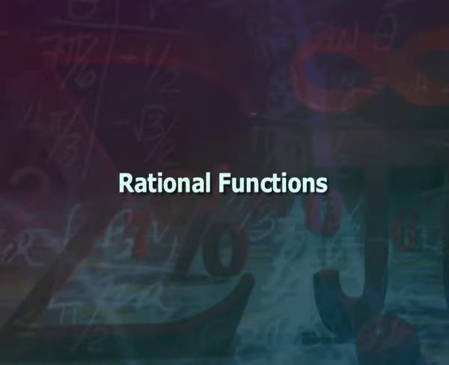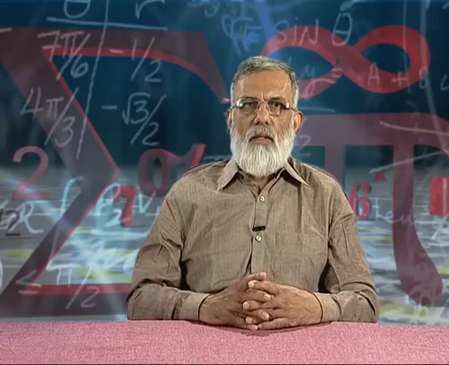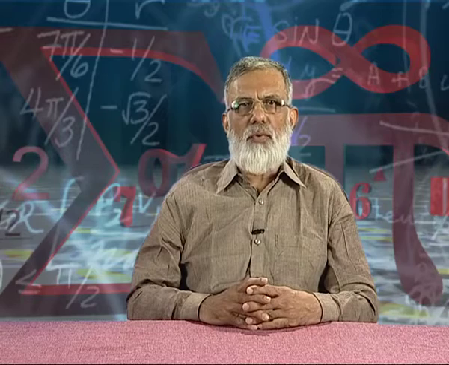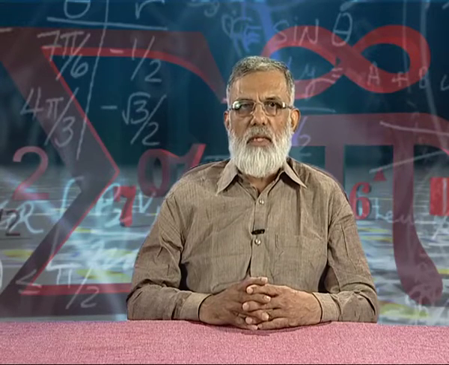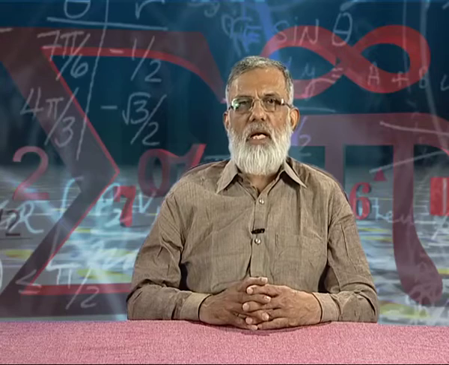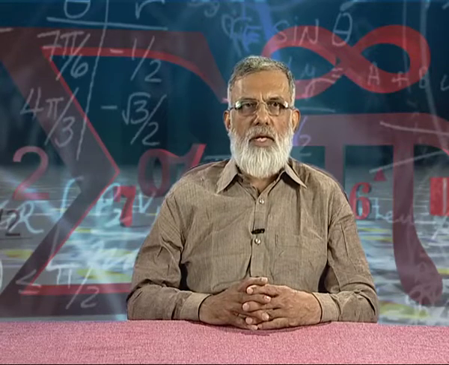Rational functions. A function of the type y = (1 + x square) / (1 + x square + x cube), wherein y is given as a ratio of two polynomial functions, is called a rational function. If nothing is mentioned, it is supposed to be defined on the set of all real numbers minus the set of real numbers where the denominator polynomial is 0.